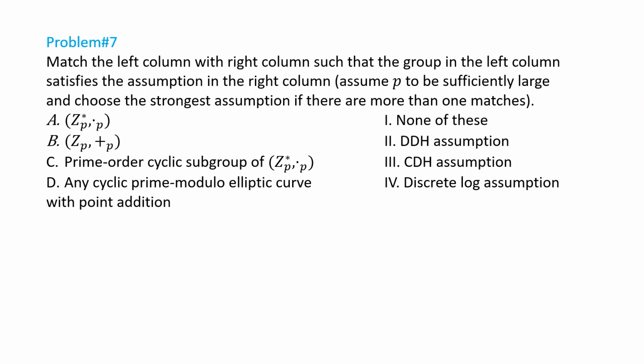So there are certain conditions on which elliptic curves are actually usable or not. There are some particular elliptic curves which are cyclic prime modulo curves with point addition, but they actually are vulnerable to attack. For example, anomalous curves or supersingular elliptic curves. So the general statement that any cyclic prime modulo elliptic curve may not hold all these assumptions true. So D actually should map to option 1.